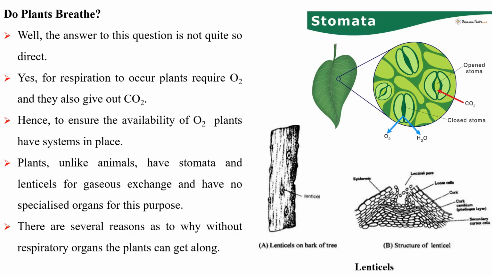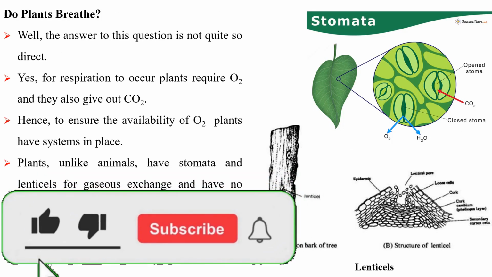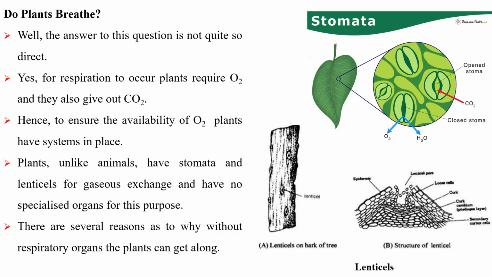Do plants breathe? Well, the answer to this question is not quite so direct. Yes, for respiration to occur, plants require oxygen and they also give out carbon dioxide. Hence, to ensure the availability of oxygen, plants have systems in place. Plants, unlike animals, have stomata and lenticels for gaseous exchange and have no specialized organs for this purpose.